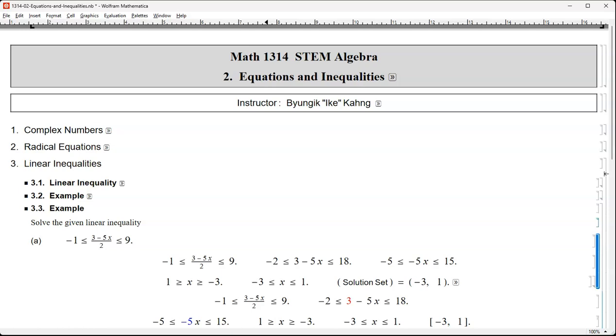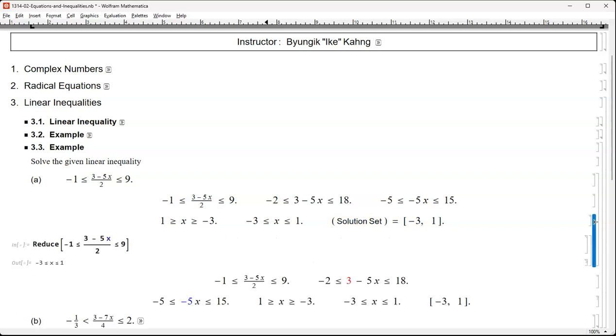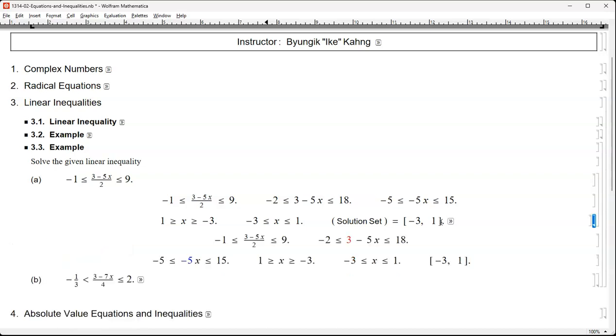What do I have in my answer key? Solution set is bracket. What am I doing here in my answer key here? Yeah, it should be bracket. Sorry about the stupid typo. It's not a typo, stupid mistake. It'll be corrected.